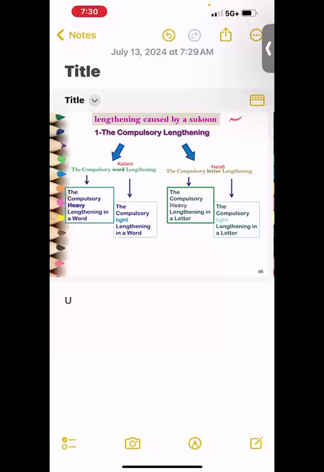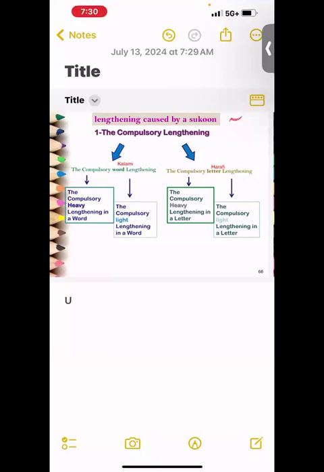Inshallah, today's topic is going to be on Mad Lazim. If you remember, we did two categories of Mad Asli and Mad Farai. Mad Lazim comes under the category of Mad Farai. Mad Lazim is of two types, as you can see in this picture here. Mad Lazim is Mad Lazim Kalimi and Mad Lazim Harafi.